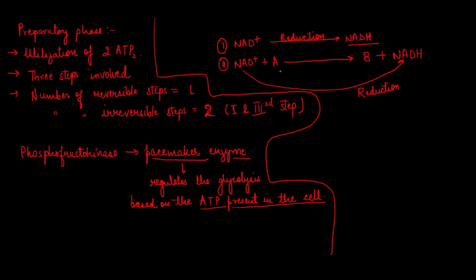Because we know that a redox reaction happens together, right? Here the electron that is getting accepted must be released from somewhere, right? So here A is getting converted into B, and it is an oxidation reaction. NAD plus is getting converted into NADH, and A is getting converted into B. So one is getting reduced and the other is undergoing oxidation.